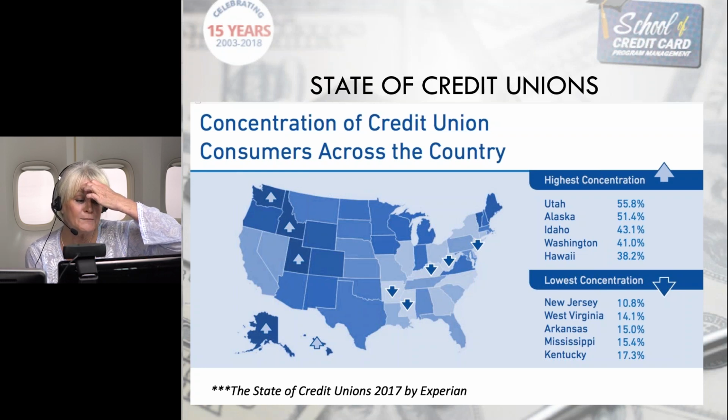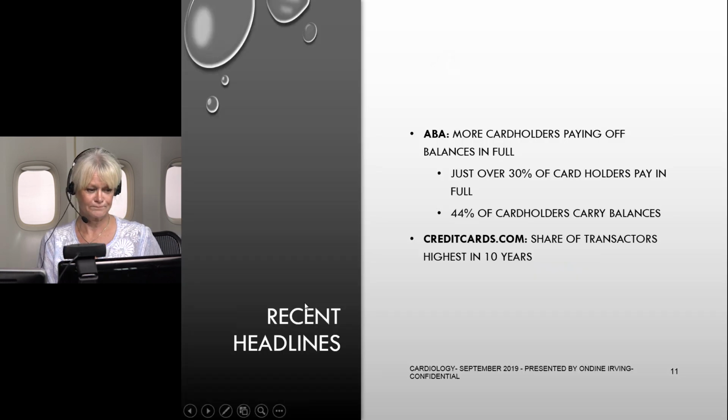But I have found this from Experian, and I just thought it was interesting, where they put the concentration of credit union consumers across the country, with the highest concentration being Utah, Alaska, Idaho, Washington, and Hawaii. The lowest, New Jersey, West Virginia, Arkansas, Mississippi, and Kentucky. I think this can be very helpful if you're in one of these states to know, if your numbers aren't where they need to be, this could be perhaps part of the reason.